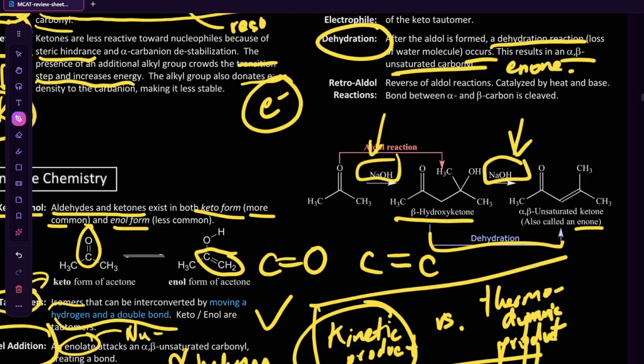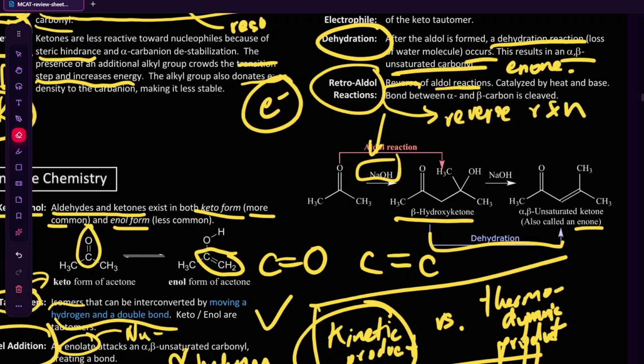And then we can go into retro-aldol reactions. The retro-aldol reaction is the reverse of the aldol reaction. It is catalyzed by heat and a base, and it cleaves the bond between the alpha and beta carbon, literally undoing the aldol addition, breaking that new carbon-carbon bond we just formed, and regenerating two separate carbonyl-containing molecules. So it's just rewinding the tape, right? It's a reverse reaction.